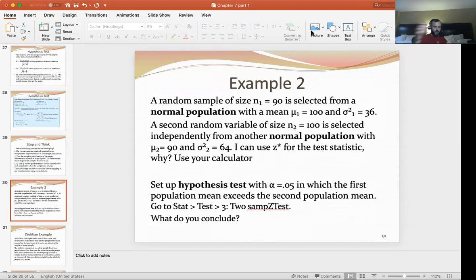Okay. Okay. So set it up in your calculator. I'll give you about 3 minutes to do that. And this time we're doing the 2-samp Z test. And then tell me what you conclude at the 0.05 level.